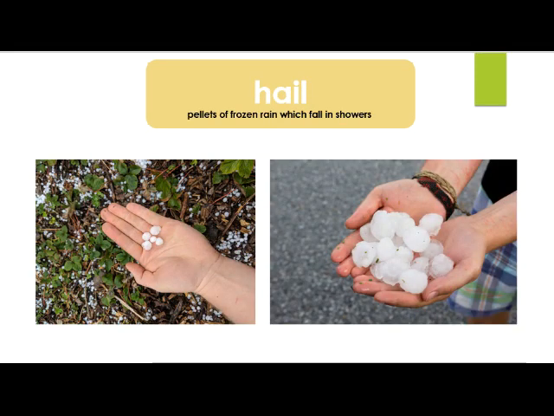Our last word is hail. Hail are pellets of frozen rain which fall in showers. Usually it's really small, even smaller than this sometimes. Usually hail is very small. Every once in a while you'll have a really bad hailstorm where you'll find those larger pellets of frozen rain. That's really unusual. They can get bigger than this even as well, but usually if it hails, the pieces will be very, very tiny and they'll melt pretty quickly as well.